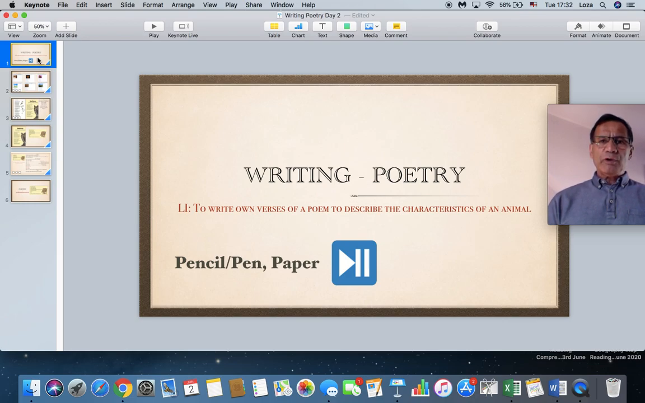And once again, we're going to base our writing around poetry. And it is the poem, Rathers, that we discussed in the reading comprehension lesson. So our aim today is to write our own verses of a poem to describe the characteristics of an animal.